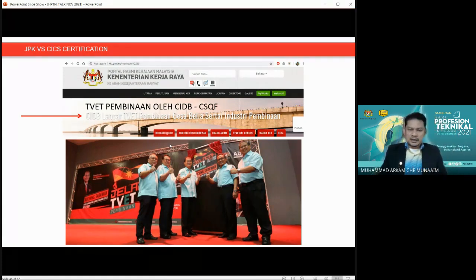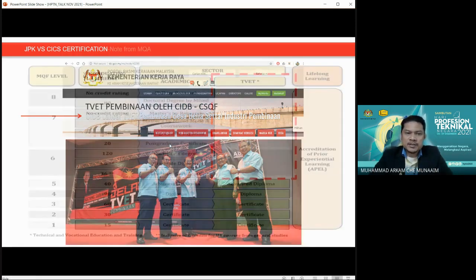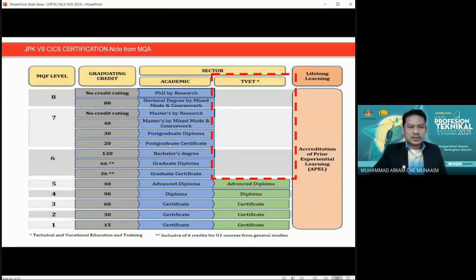Because in the construction industry, not only can you get the skills, you can also get certification through the process of accreditation. So you'll be assessed at level 1, 2, 3, 4, 5, 6 in the CIDB, with equivalency to the Malaysian Qualification Framework. We can see here, level 1, 2, 3 is equivalent to the certificate. Level 4 is equivalent to diploma. Level 5 is equivalent to advanced diploma. And level 6 is equivalent to bachelor degree under this MQA Qualification Framework, the Malaysian Qualification Agency, Malaysian Qualification Framework.